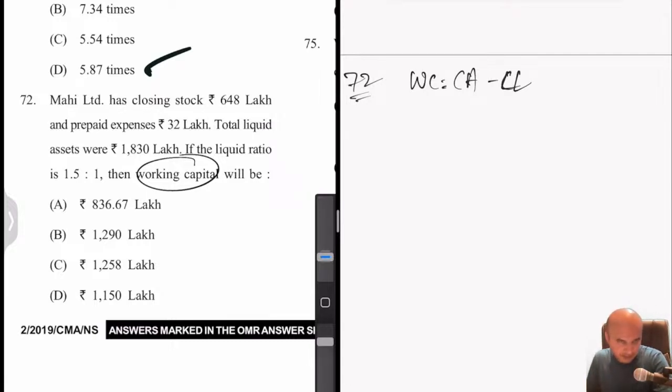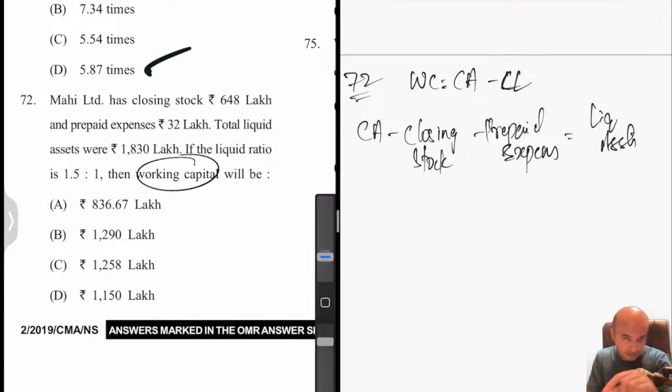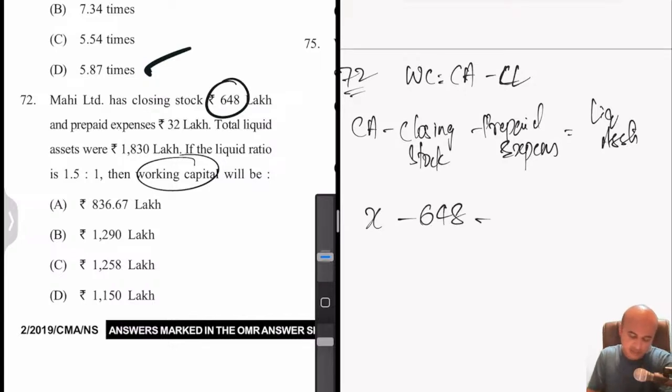Okay, so we have neither. Let's try to identify both. Okay, so now current assets minus closing stock minus prepaid expenses equals liquid assets. Because liquid ratio is given, we need liquid assets to find out the current liabilities, indirect way. So current assets we do not know. X minus closing stock is there 648 minus prepaid is there 32 equals liquid assets of 1,830.